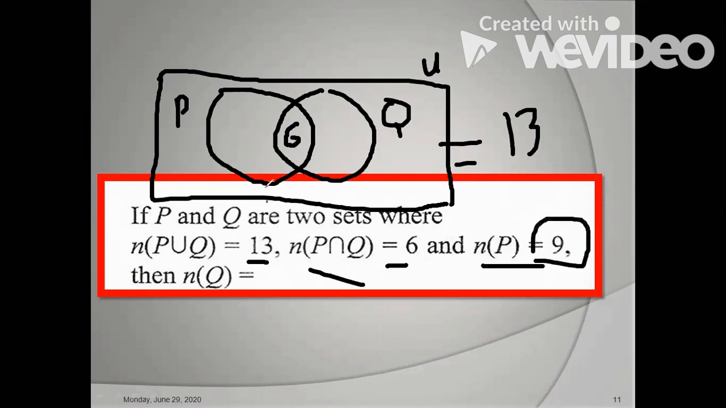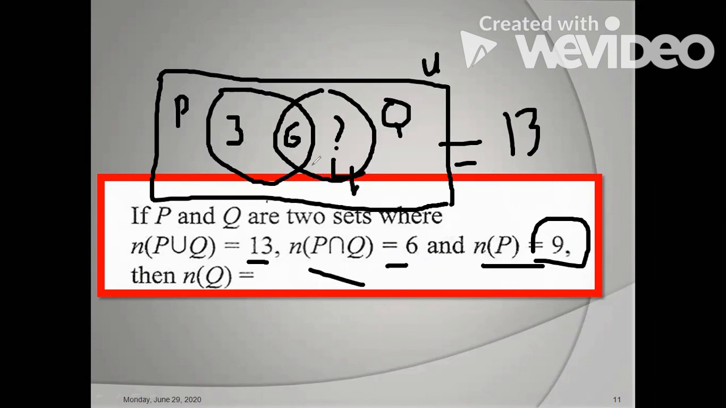Now they give us that the total number of elements in set P is equal to 9. So do I put the 9 right here? No, you don't do that. What you're going to do is say 6 from 9 is 3. So 3 is what goes there. As you can see, 3 plus 6 will give us 9. So we need to figure out which number goes in Q only. So 9 plus what number gives us 13? That turns out to be 4.